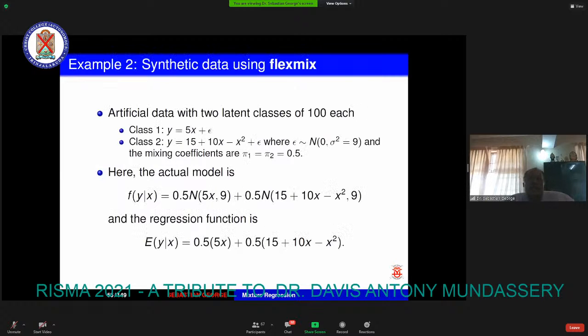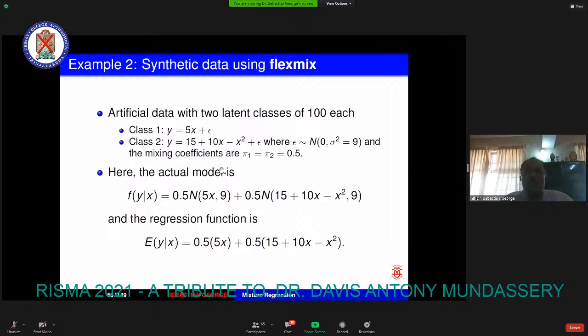Now, the other one is an artificial data in which you don't have a linear regression in both parts: one part has a linear regression and the other part has a quadratic regression. So y is equal to 5x plus epsilon for one subgroup, and y is equal to 15 plus 10x minus x squared plus epsilon for another subgroup. For example, suppose that x is the age of the patients, you consider younger and older patients, and you measure their cholesterol level or other content. For the first subgroup this is the regression, and for the second subgroup this is the regression.